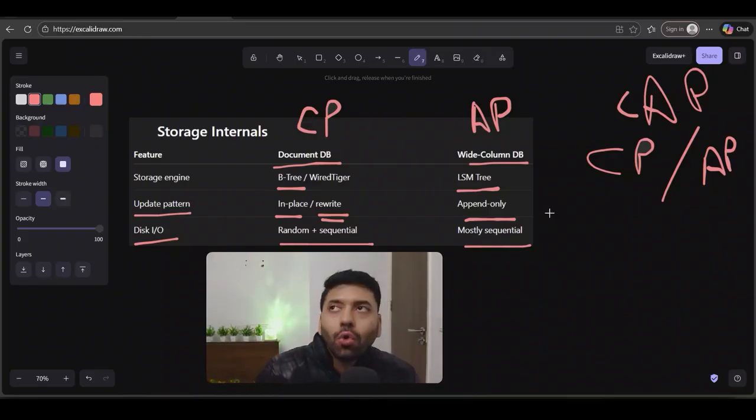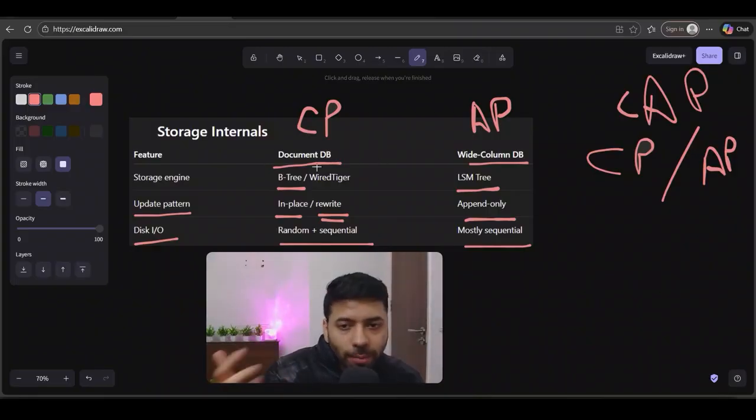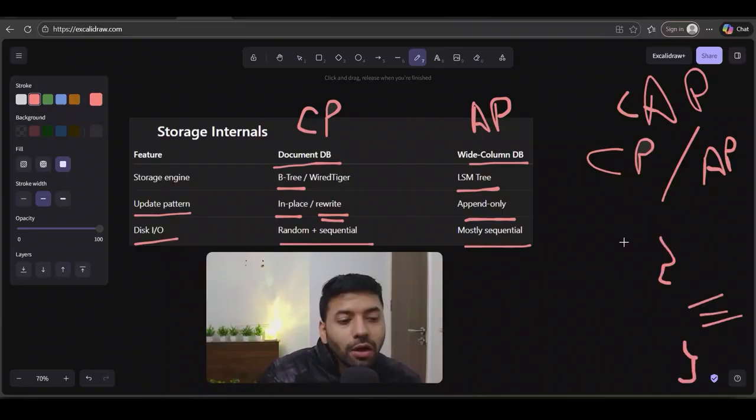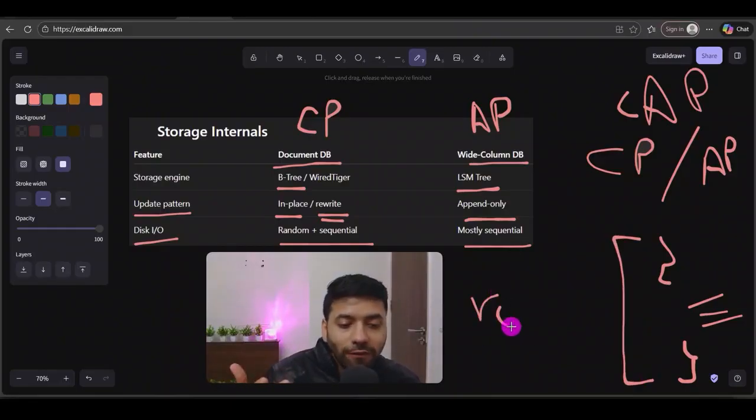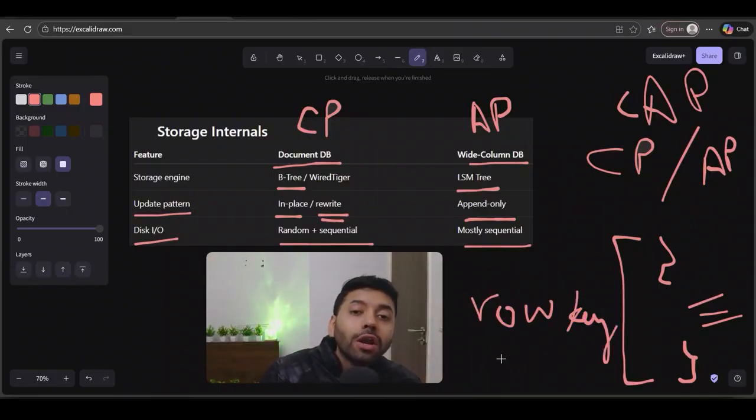And the ACID properties, we know those are more specific to SQL because SQL tries to provide you the ACID properties overall. But when we talk about basic atomicity, the document database will provide you atomicity at the document level, because in a single document you will have all the data, right? So atomicity will be at the document level, whereas a wide column database provides you atomicity at the row key level, because we have the row key and corresponding to it we have the column family and the columns, right? So it will provide you atomicity at the row key level, which is limited though, but still it is at the row key level.